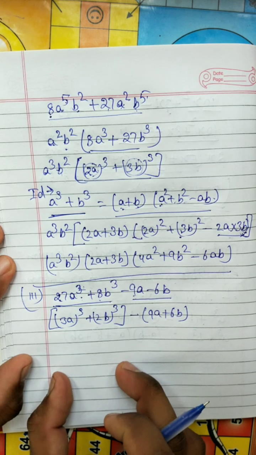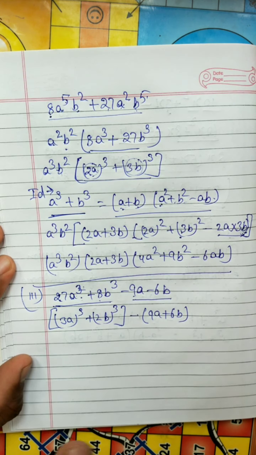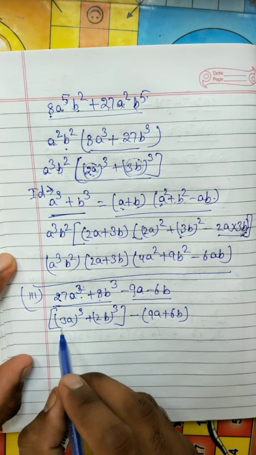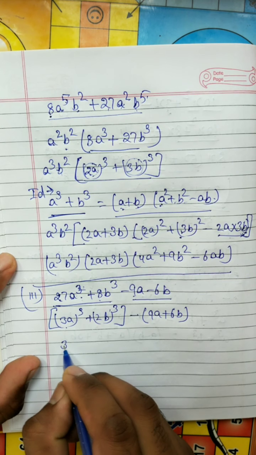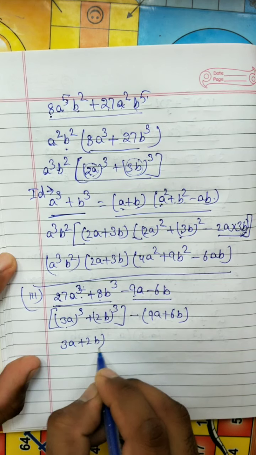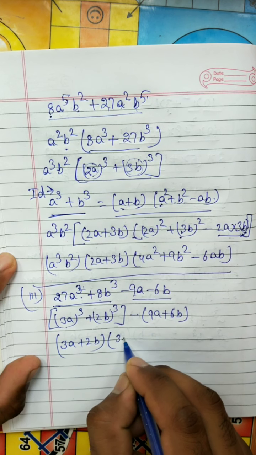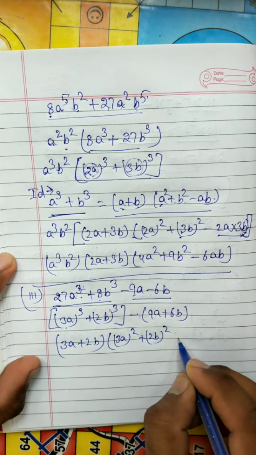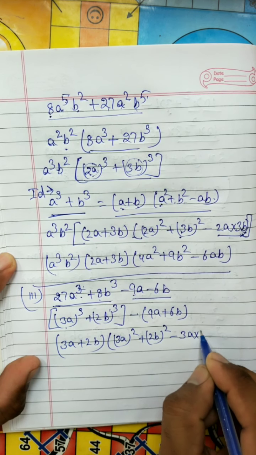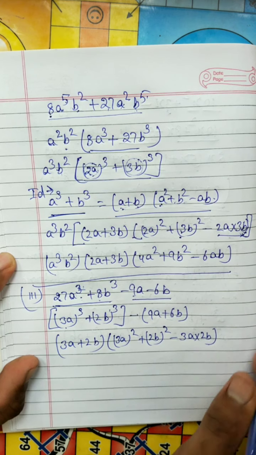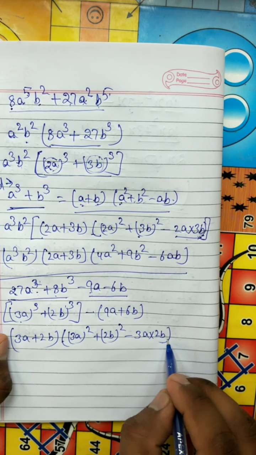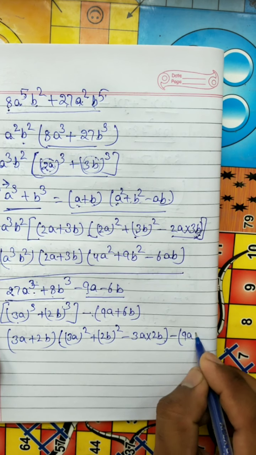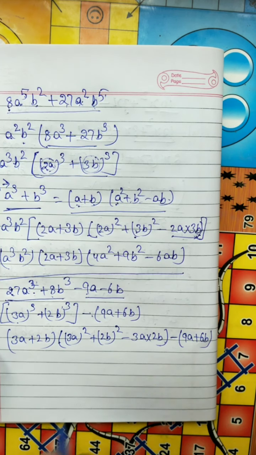Now this time I am not writing this identity, but you in your fair notebook need to write it in every question directly. A cube plus b cube I have, so 3a plus 2b into a square, 3a square plus b square, b is 2b, minus 3a into 2b. This I have closed. Now minus 9a plus 6b, this is remaining.